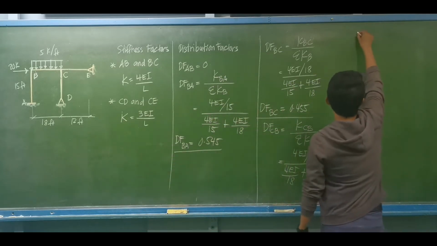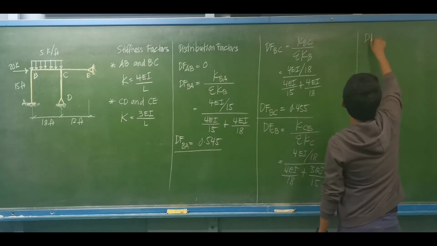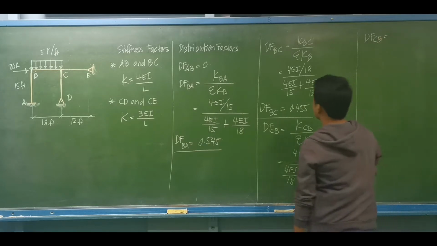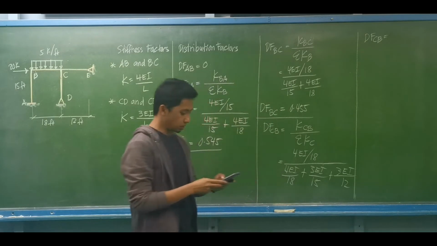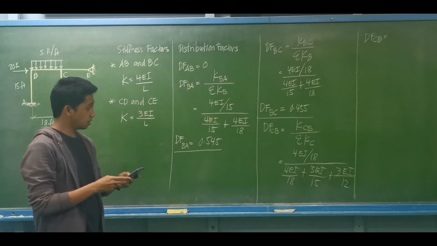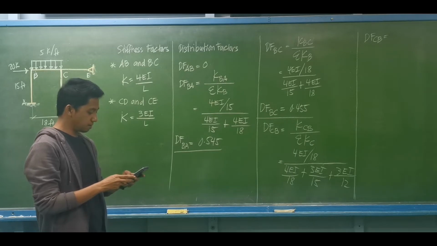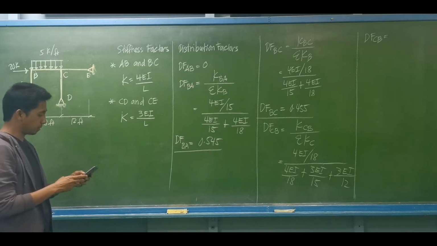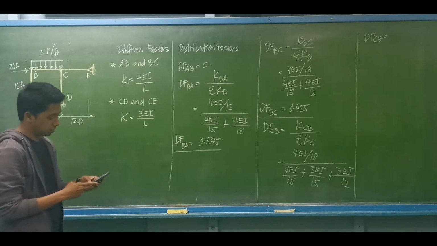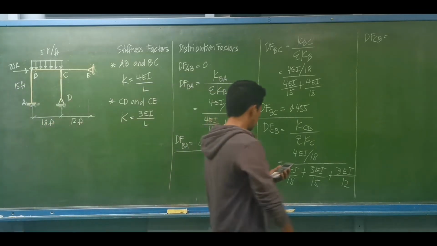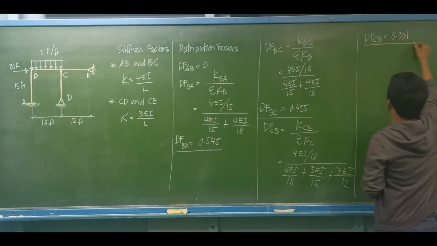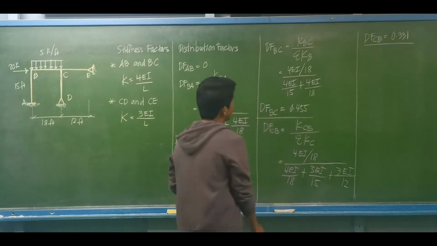This will be the distribution factor for span CB. It's the same as 4 over 18 divided by 4 over 18 plus 3 over 15 plus 3 over 12 for CE. So we have the value of 0.30057. We can have it as 0.331, the distribution factor for span CB.